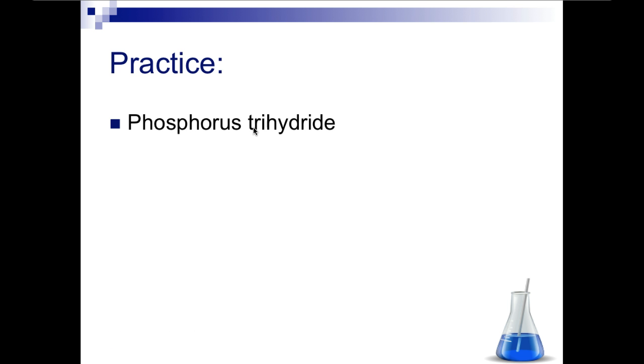Let's look at another practice. We have phosphorus trihydride. Pause the video, try this on your own, and when you're finished, unpause the video to check your answer. Great, welcome back. What did you come up with? So we have phosphorus, which is going to be P. There's no prefix in front of it, so that means that there's only 1 phosphorus. We have tri next, which means 3, and hydride is the ion name for hydrogen. So PH3 is going to be our answer for this. Phosphorus trihydride, PH3 is our formula.